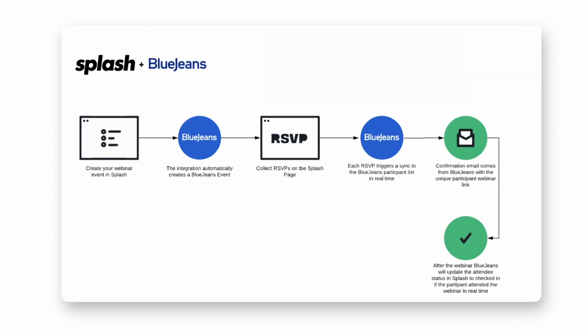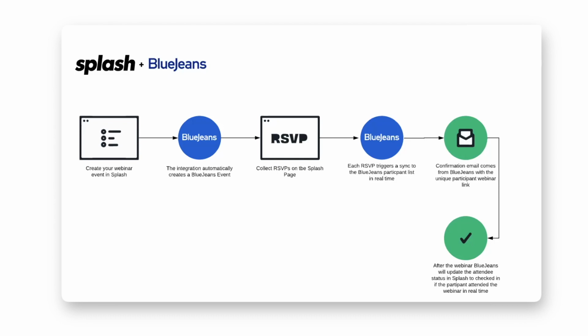So starting on our left side, really your process starts in Splash now, and that's going to stay true for all of the integrations we talk about today. As you create that specific webinar event in Splash, and remember, as Zach showed, we want to trigger it tied to that webinar event type, our BlueJeans integration will automatically create a BlueJeans event. One thing to note there is that we specifically integrate with BlueJeans events, not BlueJeans meetings.